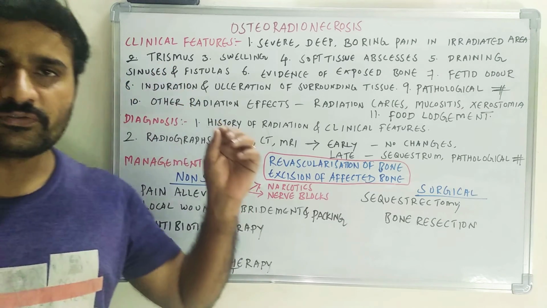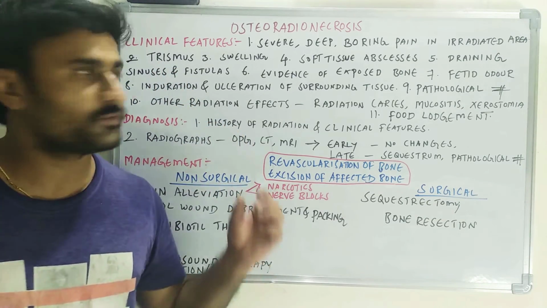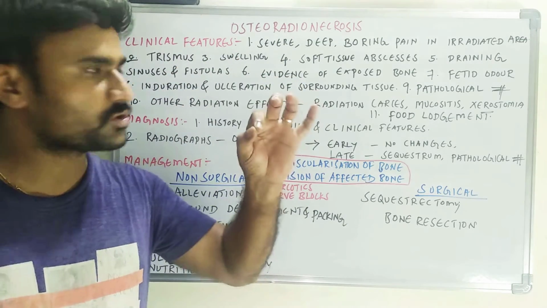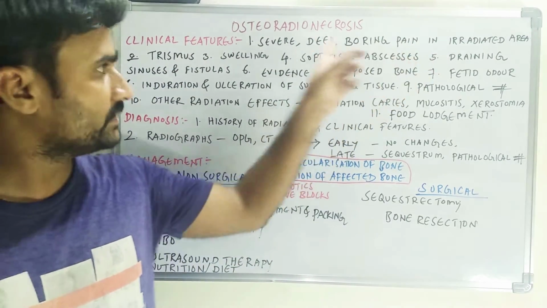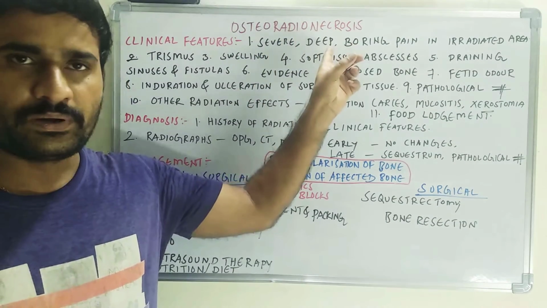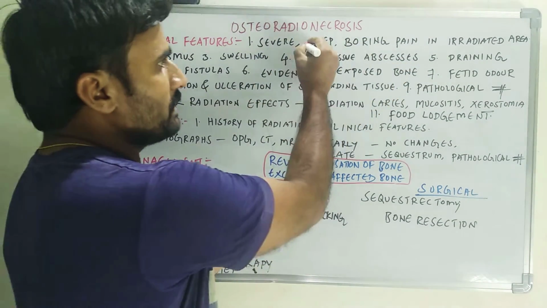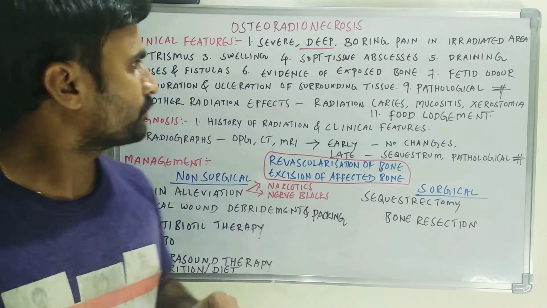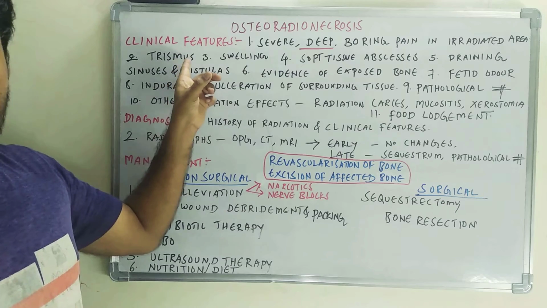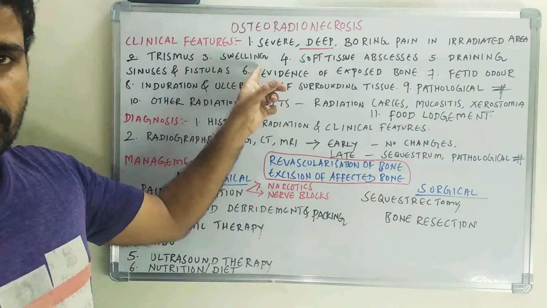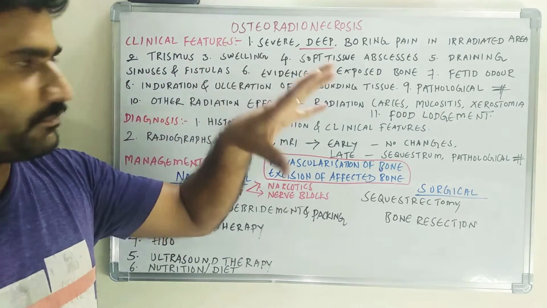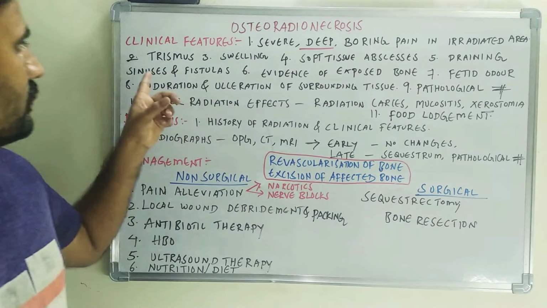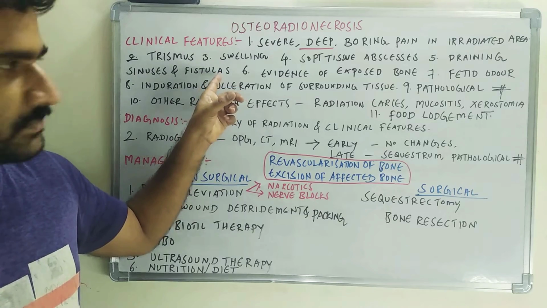We'll discuss the clinical features, diagnosis and management of osteoradionecrosis. In clinical features, the first and foremost important thing is the pain. Severe, deep, boring pain. It is deeply placed pain in the irradiated area. The second one is trismus and swelling due to facial cellulitis infection. Then soft tissue abscesses, draining sinuses and fistulas.